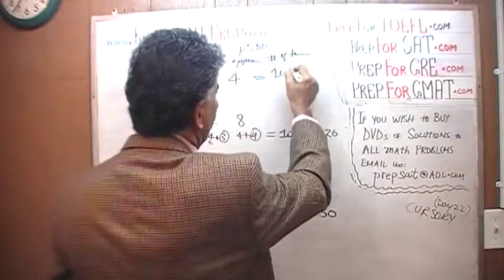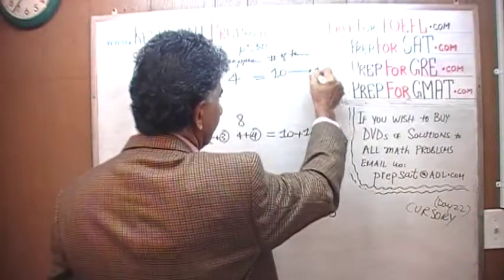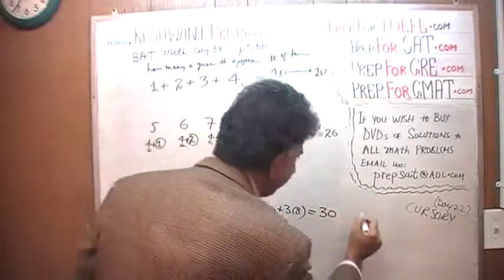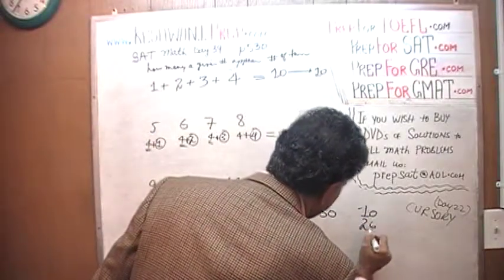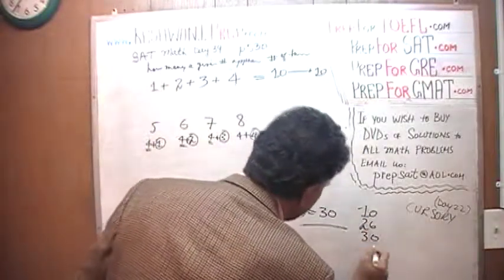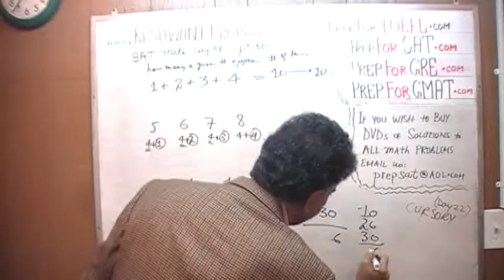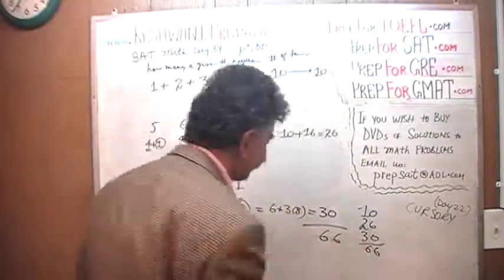Let's add them all up. These were 10. I'm going to bring this 10 out here, so we can add them all up. 10 plus 26 plus 30. When we add them all up, we get 66.